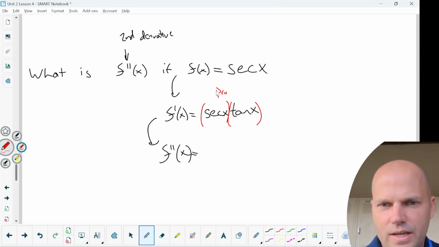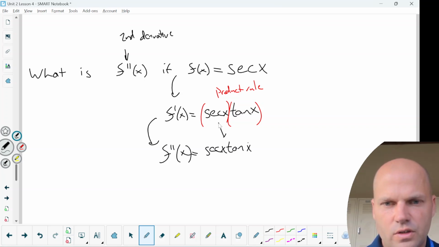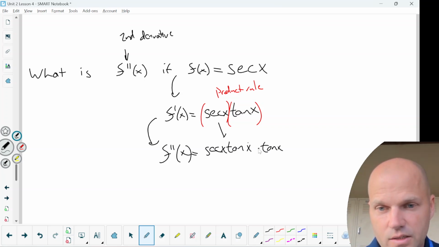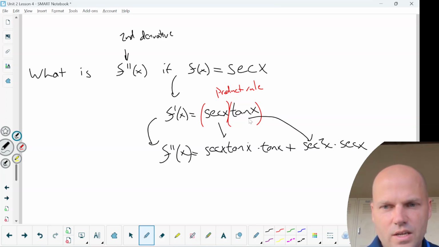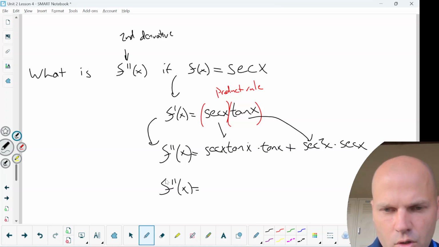And we now have to break out the product rule. The slopes of secant are secant x tangent x. That's the slopes of the first times the second, plus the slopes of the second times the first. So we use the product rule and we realize that we have this messy second derivative. We could simplify it just to show you what we can do.